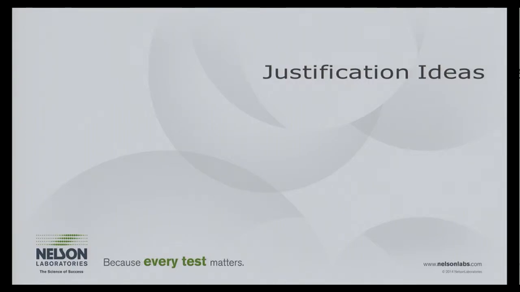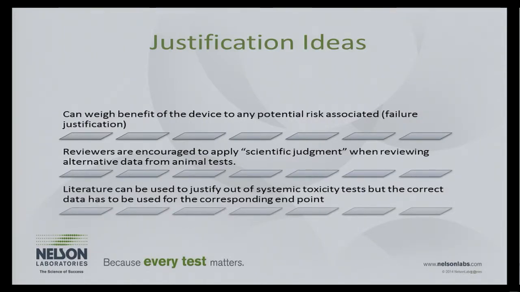Okay, so the next one is justification ideas. These are ideas the FDA gives us to justify out of doing biocompatibility tests, which can be really helpful, right? The first one, which I think most people should use more often, is that you can weigh the benefit of a device over its risk to the patient, right? So a good example of this is chemotherapy drugs, right? Chemotherapy drugs are extremely toxic, but the benefit to a cancer patient outweighs their toxicity.